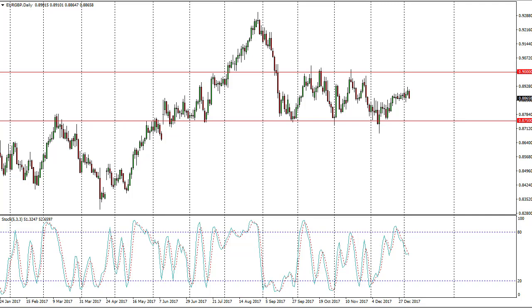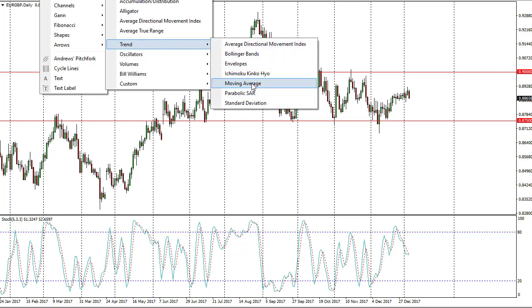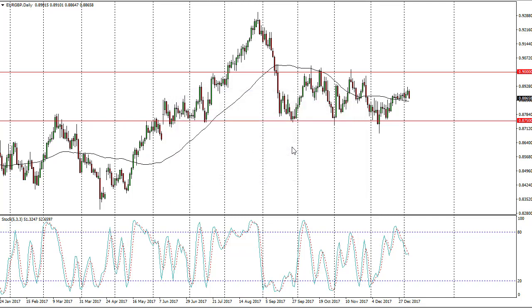Now, there's a lot of different ways you can define a range-bound market, or at least look for it. One thing you could do is maybe insert a moving average, and by doing so, you get an idea that we're flattening out. This is a 50-day moving average on euro pound, and we were going higher and then just kind of lost momentum. You could make an argument that's one way to go.